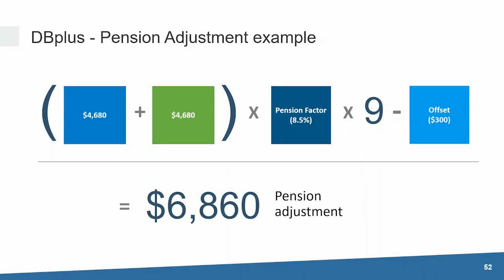Let's go through an example. If a member contributed $4,680 during 2020, total contributions are $9,360. If you then multiply by 8.5%, this equals a pension benefit of $795.60. Multiply that by 9 equals $7,160, subtract $300 offset, would give you a PA of $6,860.